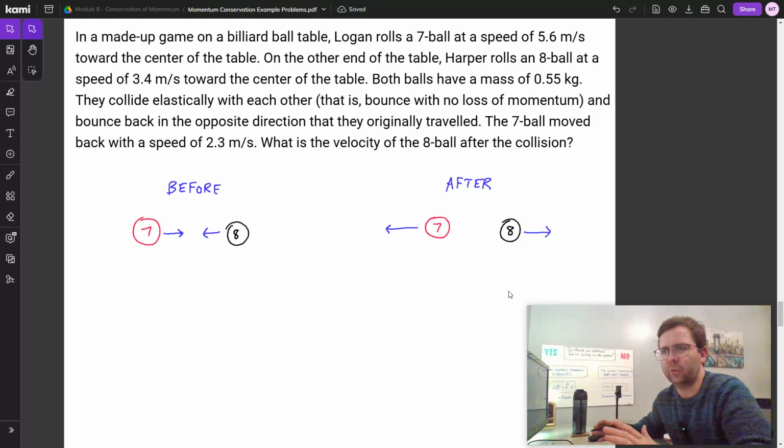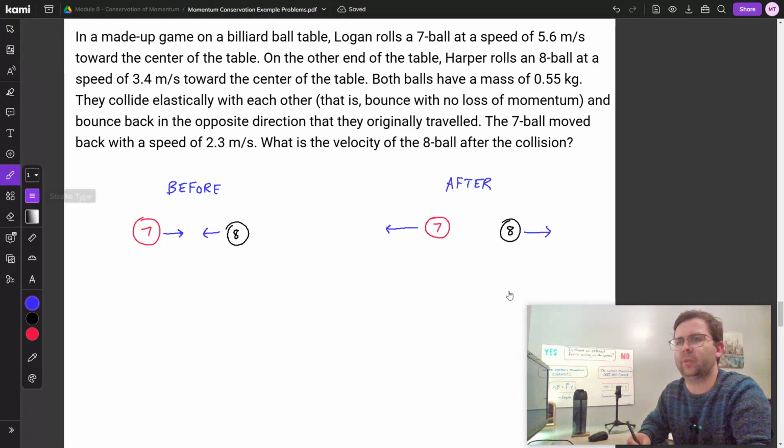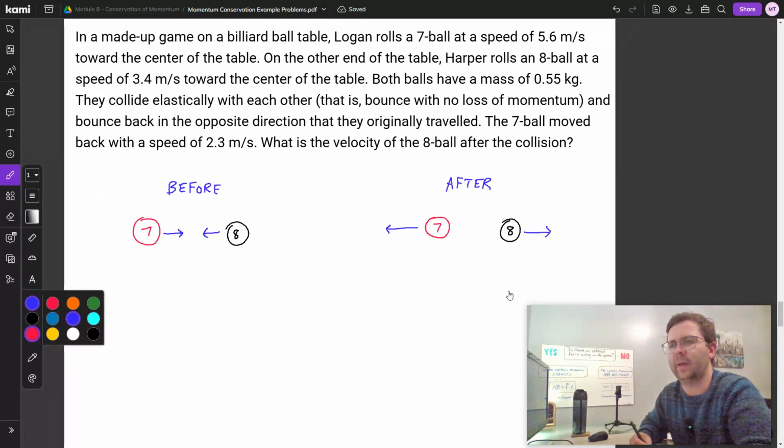So you could also label these velocity vectors with the amounts. I'm not going to worry about that right now, but it's a helpful strategy to go ahead and label, like, the 7 ball is moving to the right at 5.6 meters per second. And you can write that out beforehand, and it sometimes makes things a little bit easier.